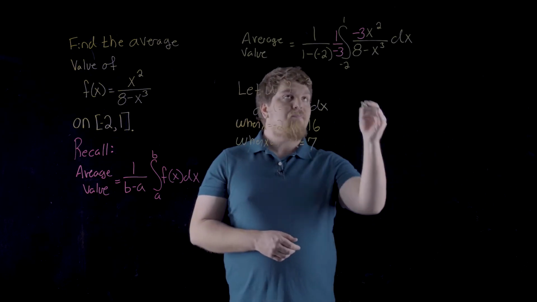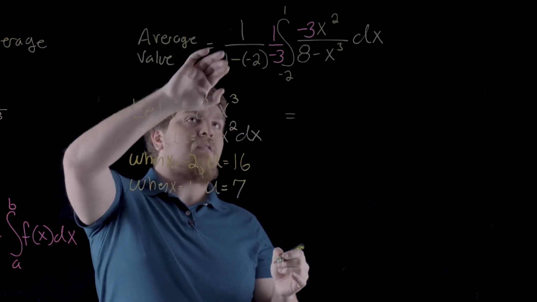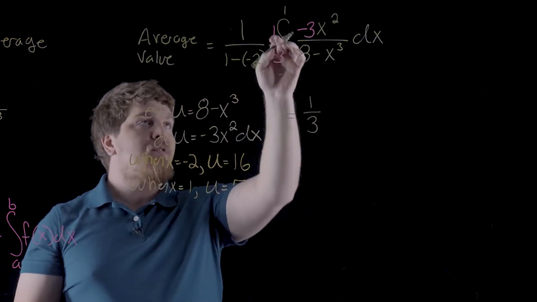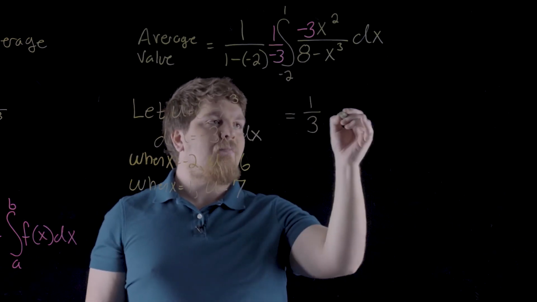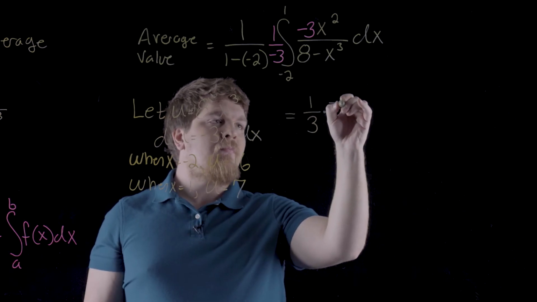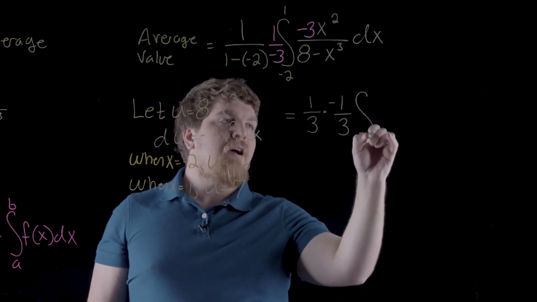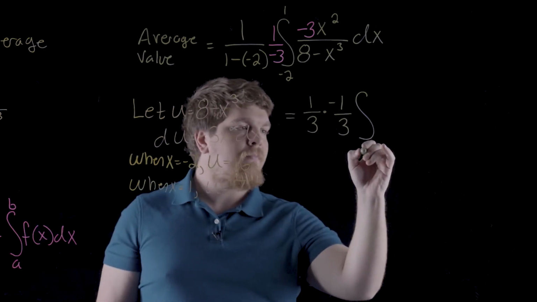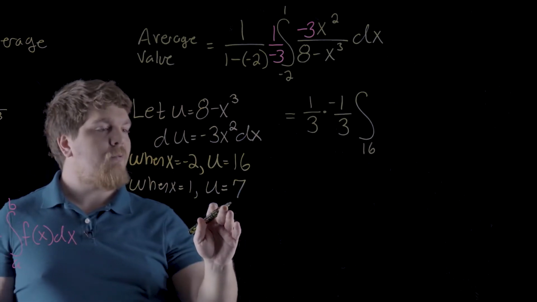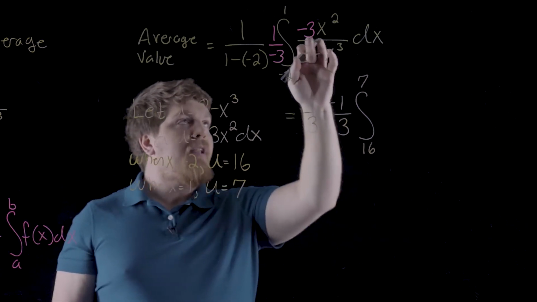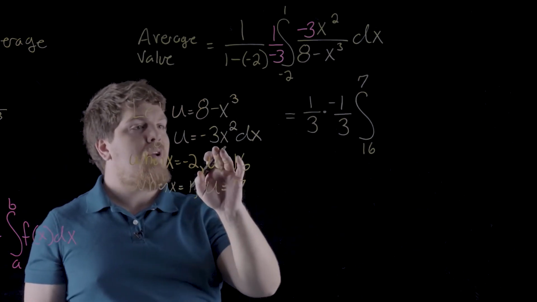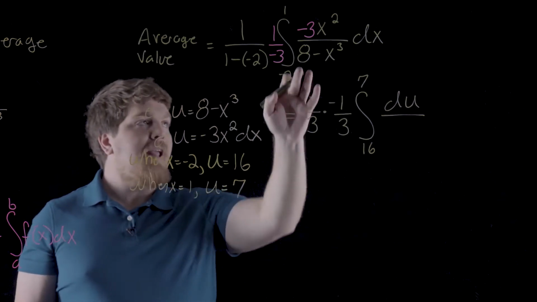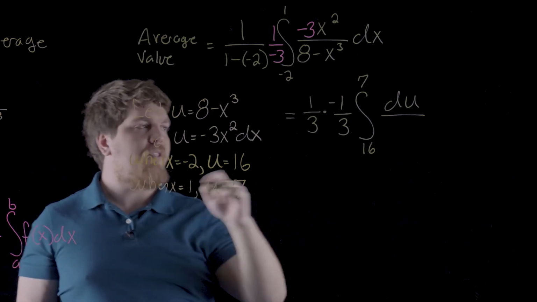We are now at a point in the problem where we have 1 divided by 1 minus -2, which is 1 divided by 3, times 1 divided by -3, which we can think about as a -1/3. Now we have our integral. Our lower limit of integration will become 16. Our upper limit of integration will become 7. -3x squared dx we're replacing with du. And 8 minus x cubed is being replaced with u.